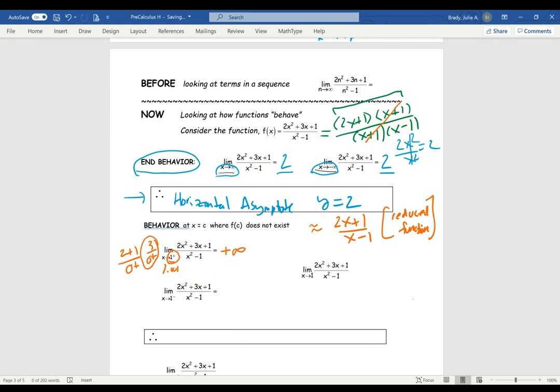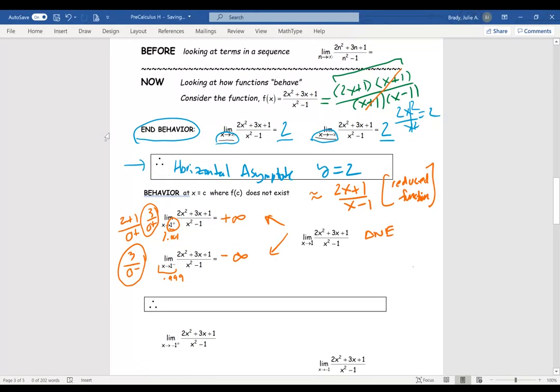Now, if we did it from the other side, we would have 3 over, and if we're approaching 1 from the negative side, think 0.999 or something like that. When you subtract 1 from that, you get something close to 0, but negative. So I've got a positive number over a negative number. It's going to explode, so this is negative infinity. And we can't say that this has a limit. In fact, some books will even tell you that these limits don't exist if they're infinity. But for us, we're thinking about behavior, so I think it's going to be helpful to use this notation.